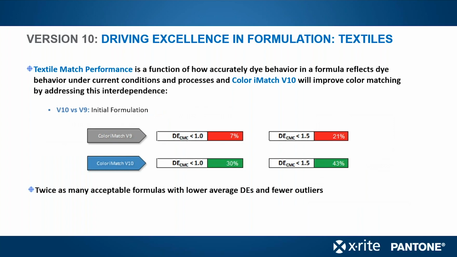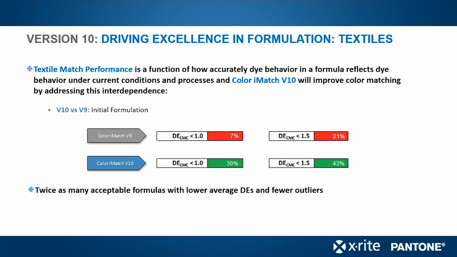What I'm showing you on the screen now is the performance of iMatch 10 versus iMatch 9. And again, what we're seeing is twice as many acceptable formulas, with lower average DEs and far fewer outliers. So again, good performance improvements in all 3 of the segments that the product supports: coatings, plastics, and textiles.